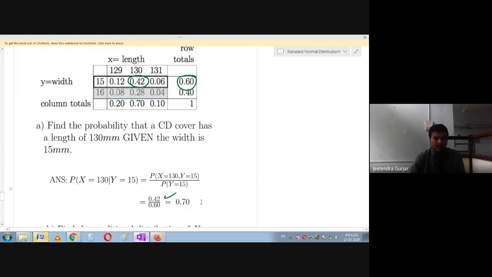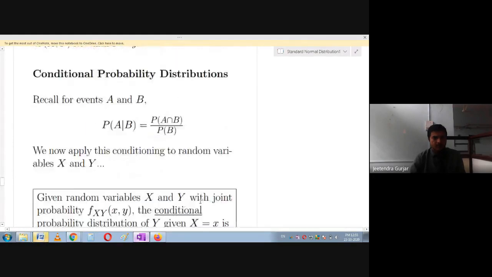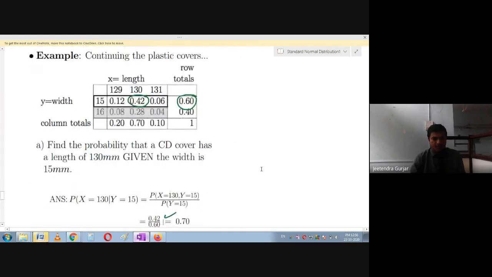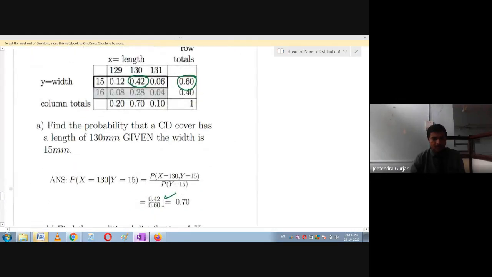This is the probability of x is equal to 130 given y is equal to 15. That is what we take as the condition. Please remember this: the conditional probability of event A given B is equal to probability of A intersection B divided by probability of B. Remember this for conditional random variables. The same formula we have taken here and simplified, and we calculated this value to be 0.7.